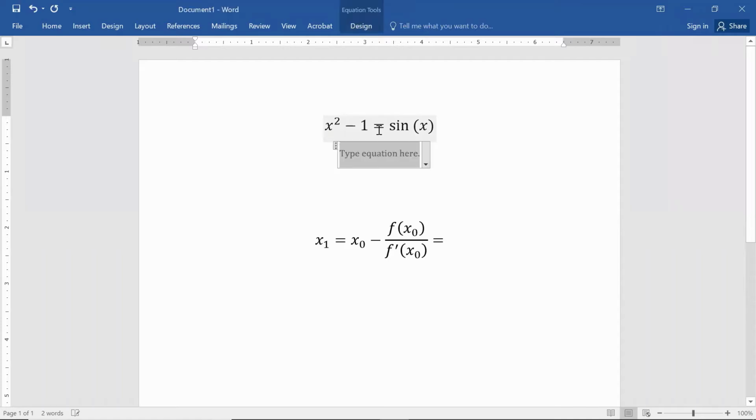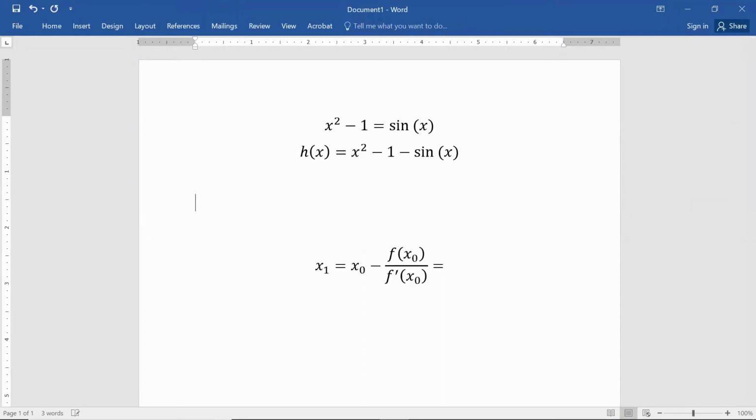X squared minus 1 is equal to sine x. I'm going to create a function. I'll call it h because g and f were already used. It doesn't matter whether you do sine x minus x squared minus 1 or x squared minus 1 minus sine x. Both of these will have roots which cross where the functions intersect. We want to start with an initial guess of 1, I believe. So we're going to start with an initial guess of 1.